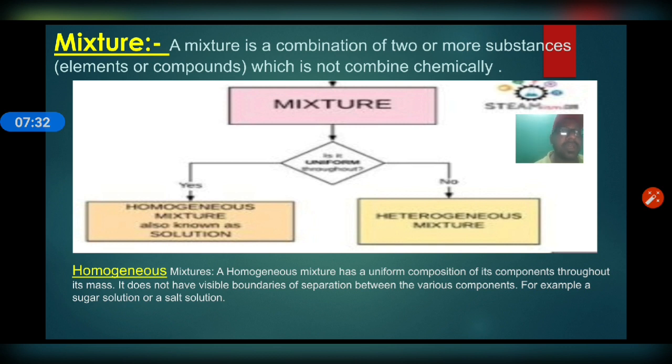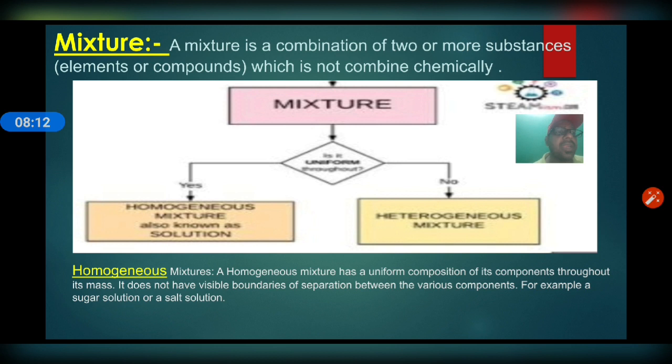Suppose you add sugar in water. After dissolving the sugar, you will not be able to find where is water and where is sugar. Means there is no separation boundary between sugar and water. And when you do not find any separation boundary between these two things, it is a homogeneous mixture. Like salt in water, after dissolving it, you will never find out where is the salt and where is the water. Means it is a homogeneous mixture.